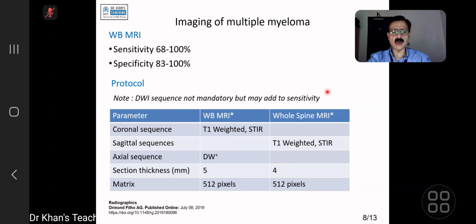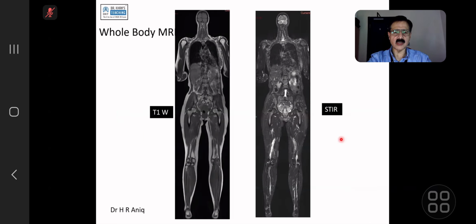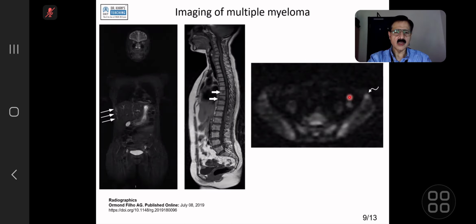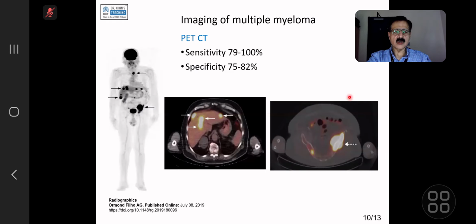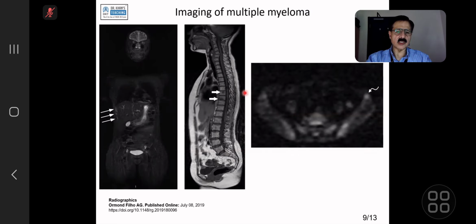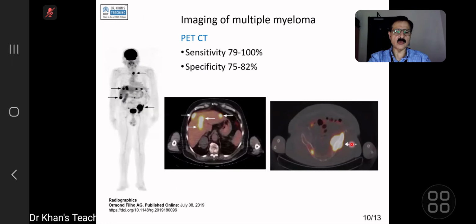Otherwise, whole body MR, the key sequences are T1 and STIR. And if you want to add a diffusion, you can. It can add to your sensitivity. But otherwise, T1 and STIR are considered good enough. This is a whole body T1 and a STIR sequence. So this is on a T1 low signal and multiple lesions.